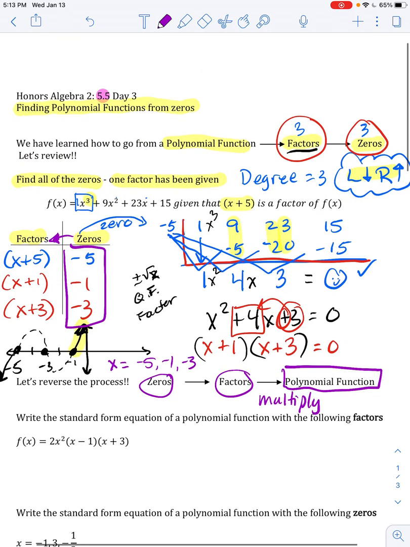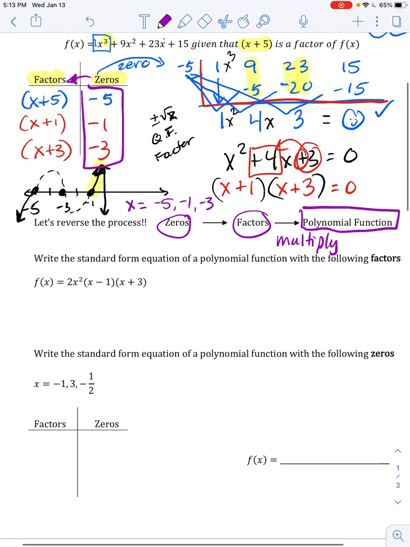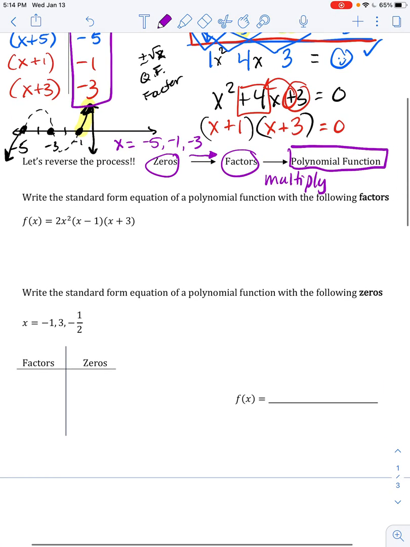So up here, we had to divide synthetically or with long division to get our factors. Then we had to use our zero property to get the zeros. Here we know the zeros, we think backwards with our zero property to get the factors, and we multiply because we're doing the exact opposite. This one's kind of a middle ground because this one is starting us with factors.